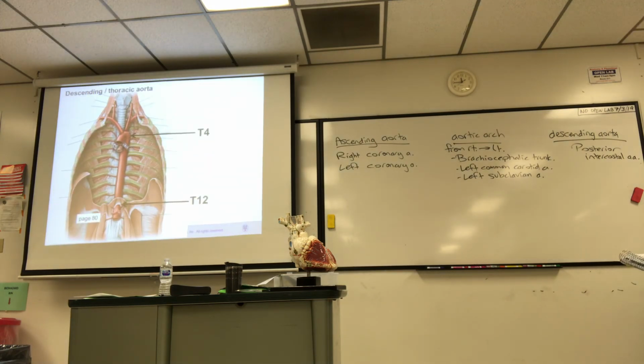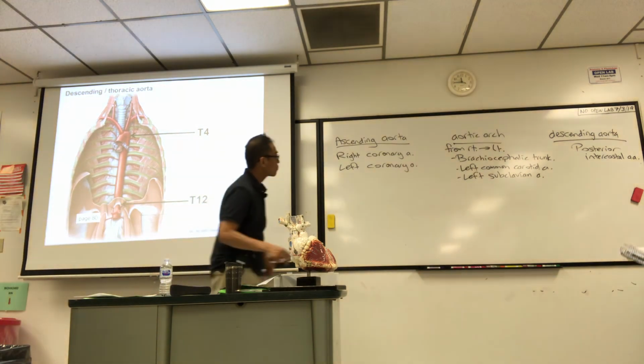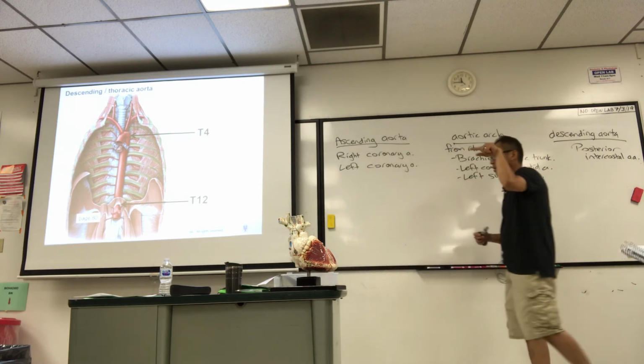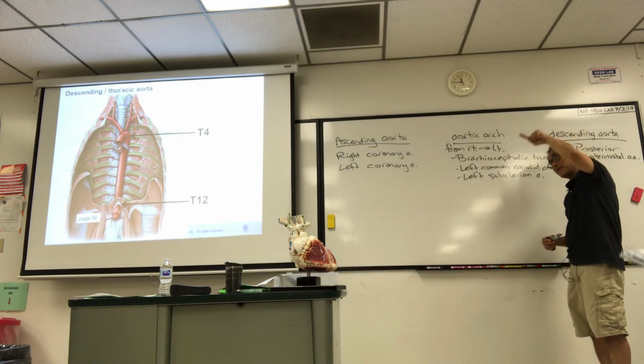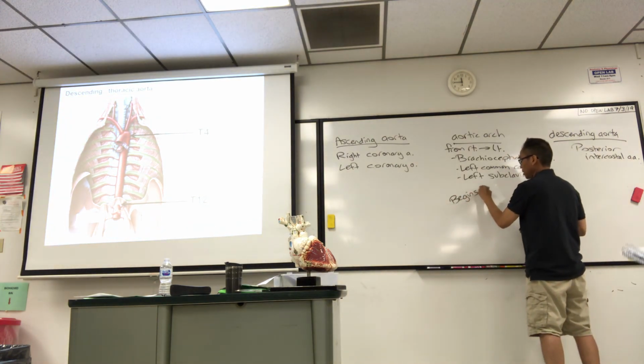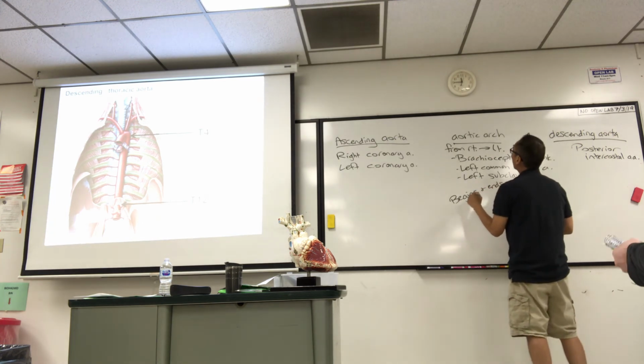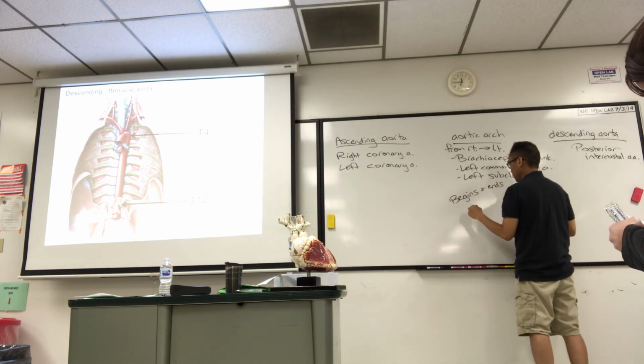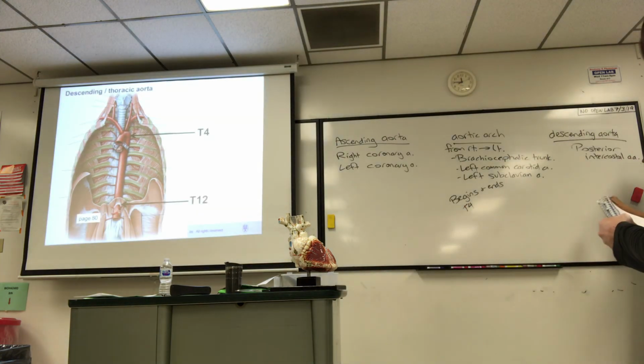Here's the descending or thoracic aorta from T4 to T12. We kind of use the vertebra as landmarks, as where it begins and ends. The aortic arch, because it's an arch, it's like a rainbow, it begins at T4 level and it ends at T4. The descending aorta begins T4, it runs from T4 and it goes to T12.